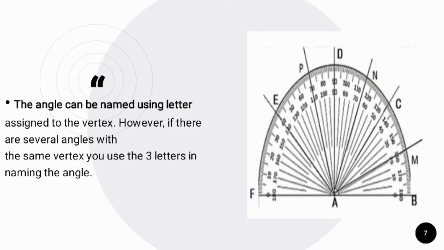The angle can be named using the letter assigned to the vertex, and we have this illustration. In naming the angle, for example, we have angle MAB, angle CAM, angle BAN. However, if there are several angles with the same vertex, we use three letters in naming the angle. For example, angle CAB. So we have angle CAM plus angle MAB, which equals angle CAB, and so forth.